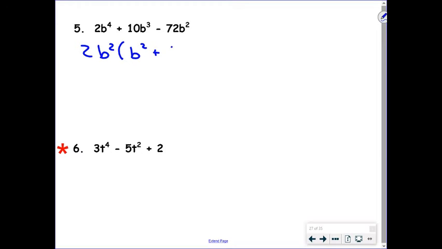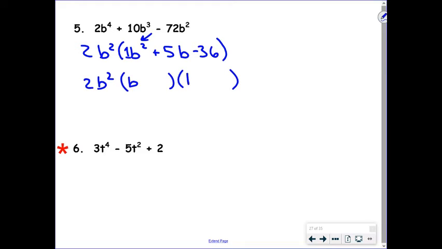In 5, I took out a 2b squared. I have b squared plus 5b minus 36. Now it's b squared, so I think it's just going to be b and b. What multiplies to negative 36 adds to a positive 5? Well, that's going to be a plus. I want the positive to be bigger, so 9, and I wanted a 5, so 9 and 5 there.